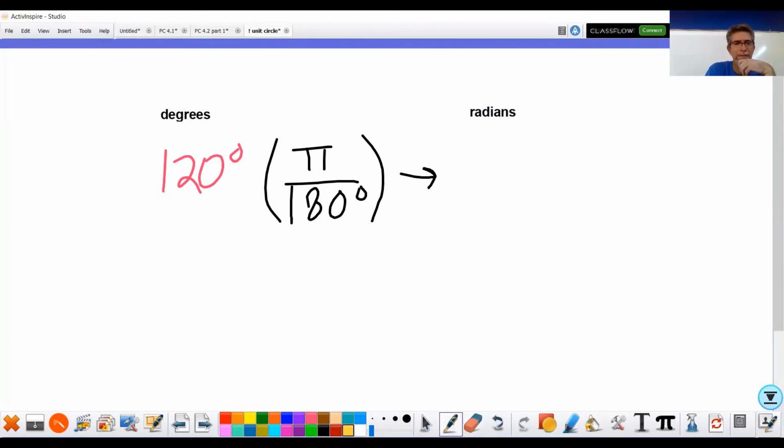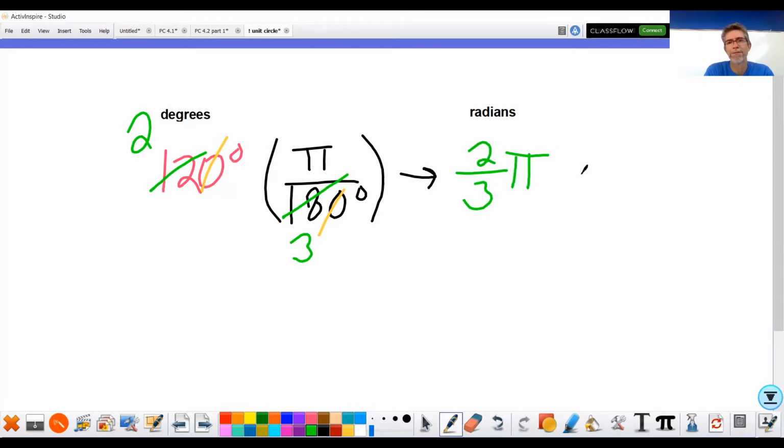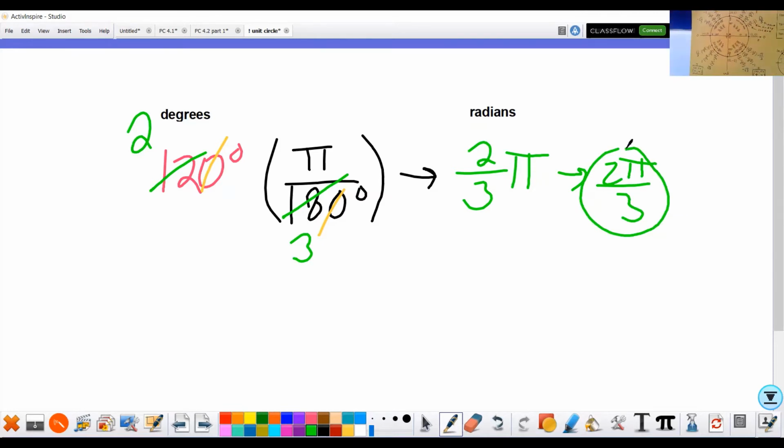So could I reduce this? Well, the zeros would cancel. Six can go into that twice. Six can go into that three times. So I have 2/3 of pi, or as we like to write it, 2π/3. Of course, I could have just found that one, 120 degrees, on my little sheet. But if I didn't have my sheet, I could convert it like that.